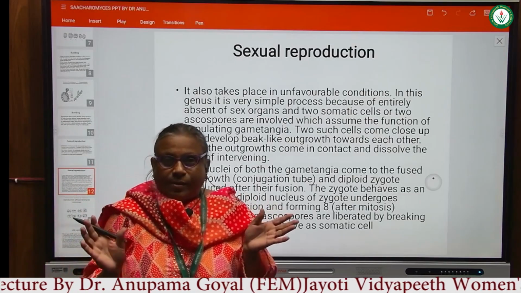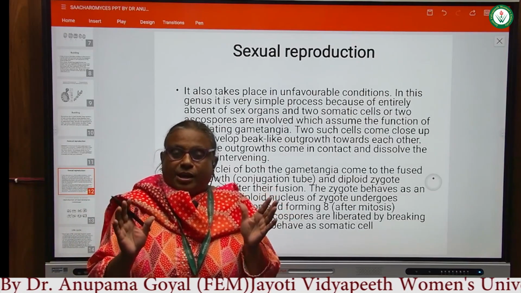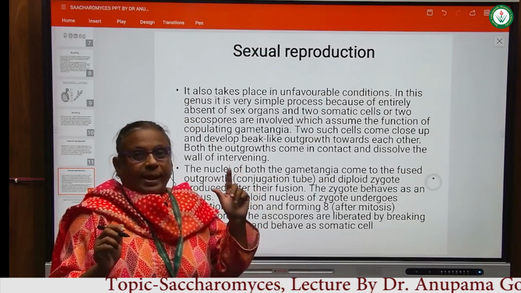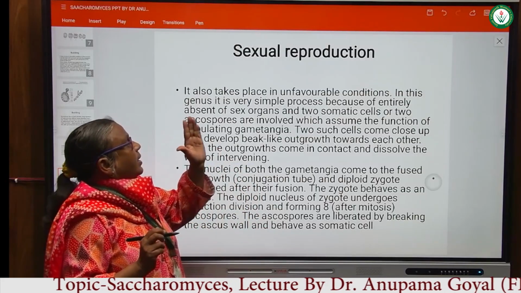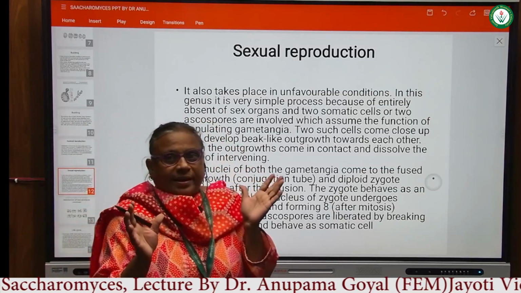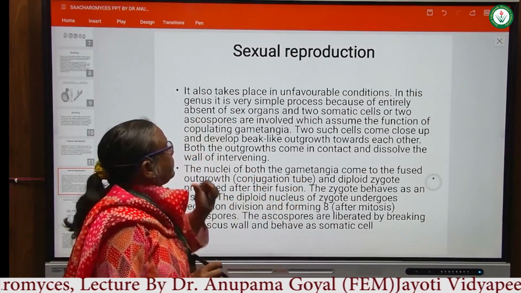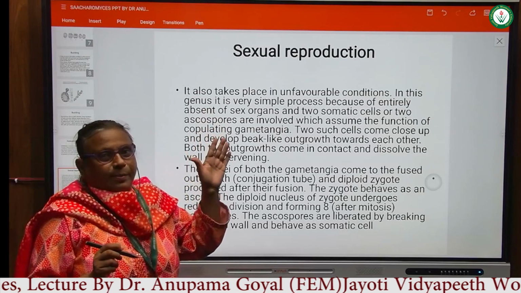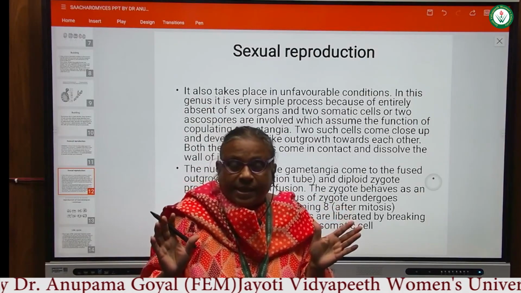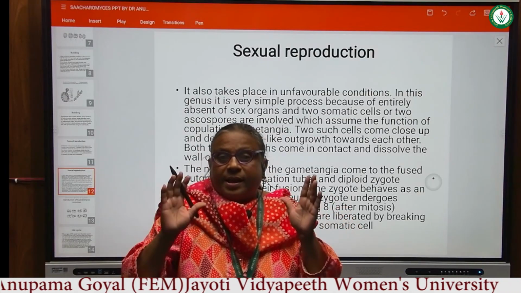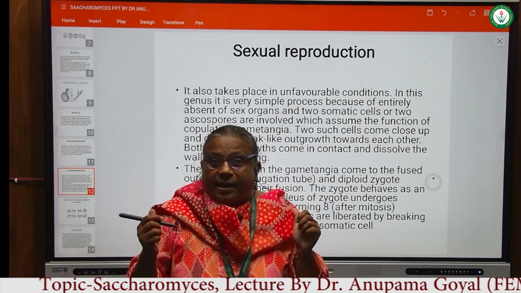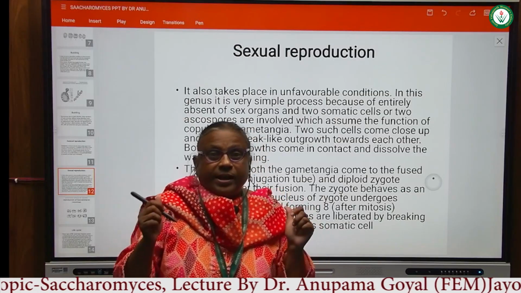Now I take the main point, how Saccharomyces reproduces sexually. Sexual reproduction in Saccharomyces cerevisiae takes place when the conditions are unfavorable. In this genus, it is a very simple process because sex organs are entirely absent. Then you will see how sexual reproduction occurs when the sex organs are absent in Saccharomyces.